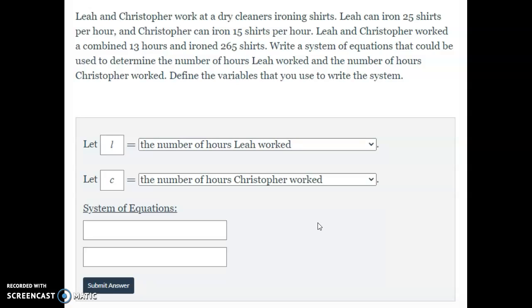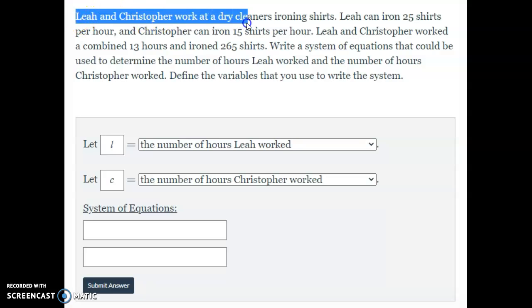And then I go back and read through the story, and anywhere it talks about hours that Leah works, I'm going to replace it with an L. Anywhere it talks about the number of hours Christopher worked, I'm going to say C. So if I start here, I look for math just like we did before. If it's math, we're going to write it.